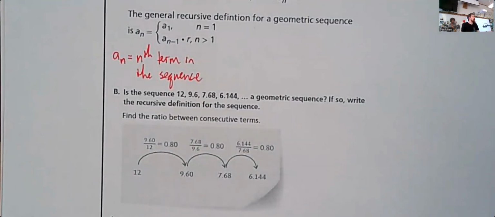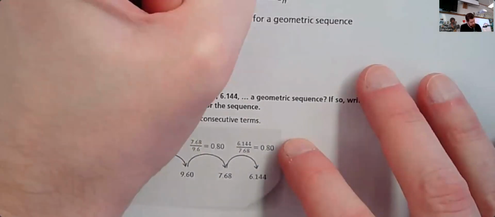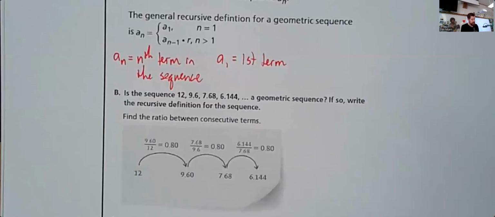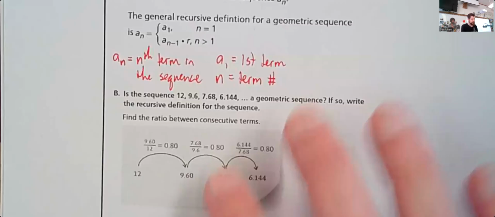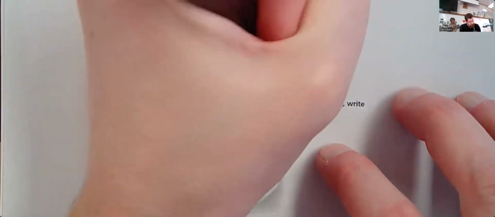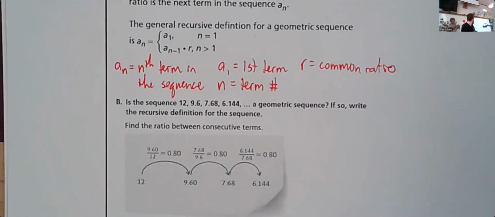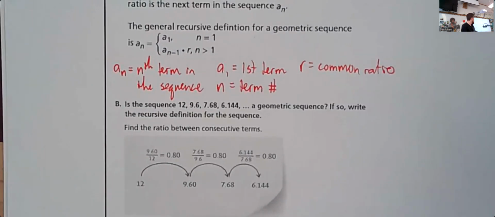Which term do you want? You want the first? Do you want the second? Do you want the 125th? Well, if you do, you need to know the first term of the sequence, a sub 1. So a sub 1 is the first term. N is the term number. And R is the common ratio. So that's where we're starting on.